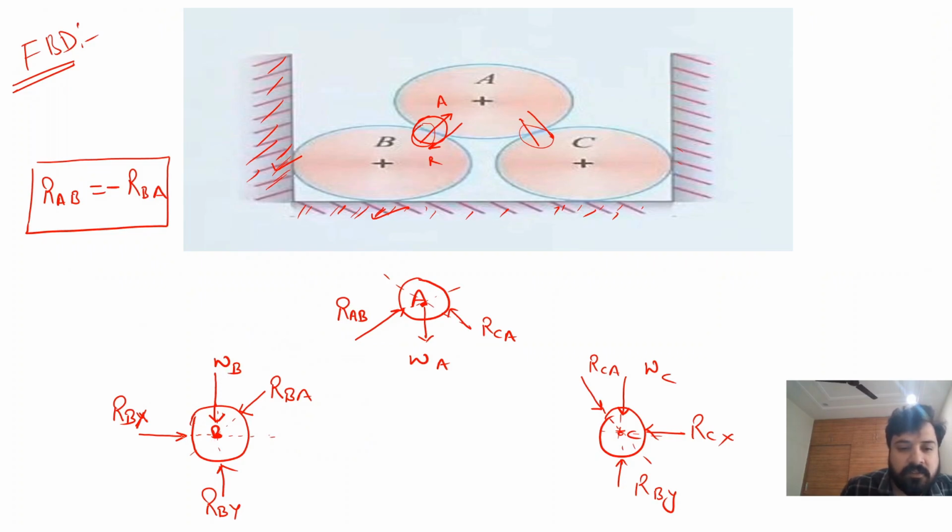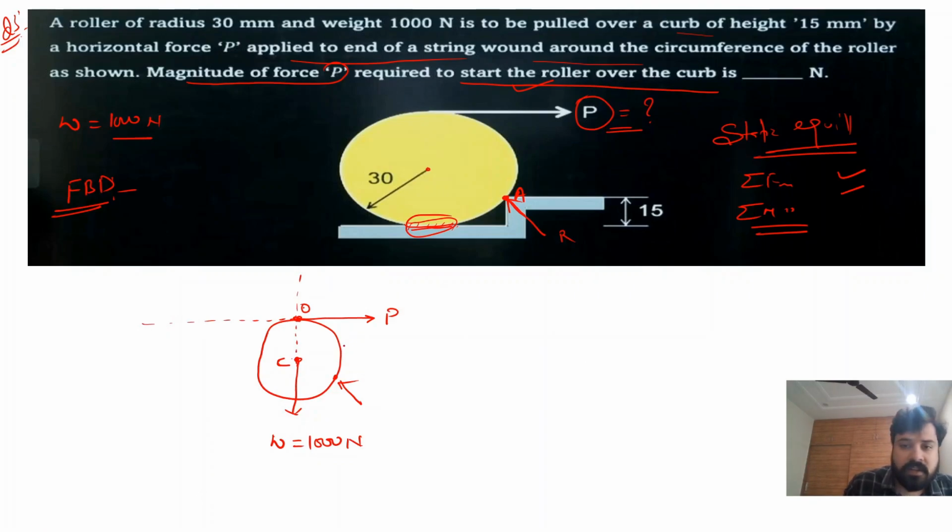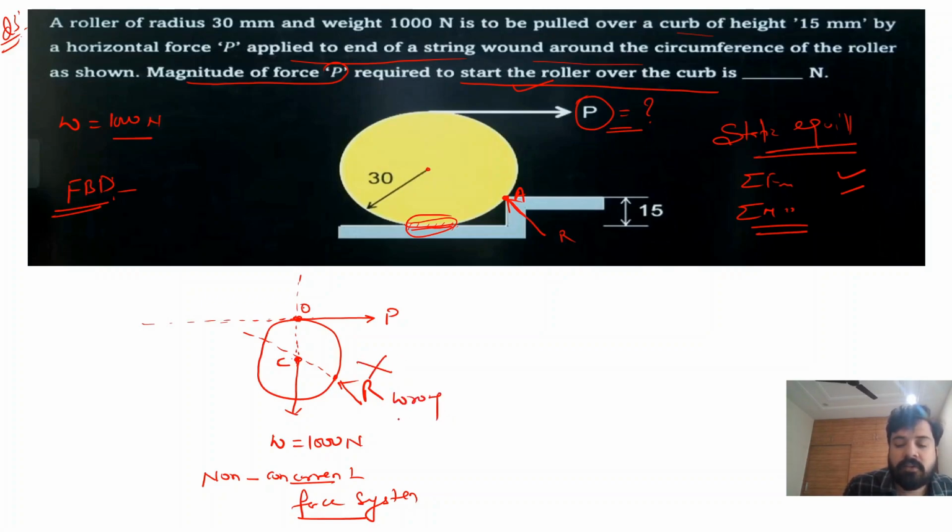In the previous case the line of the reaction force passed through the center. If we draw a reaction force whose line of action passes through the center, then here there will be no concurrent force system, because the line of action of P is like that, the line of action of weight W is like that, but the line of action of this reaction is like that. So this is a non-concurrent force system. There is a moment generation, a moment develops. So this is wrong.